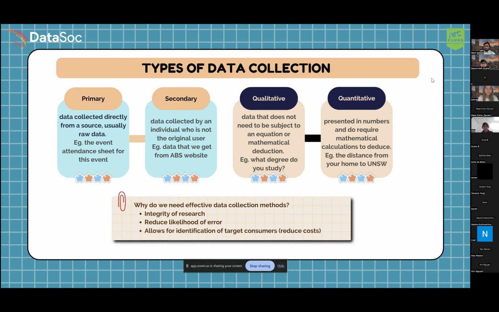And then why do we need effective data collection methods? First of all, it's for integrative research. Second of all, it's to reduce the likelihood of error. And third of all, it allows for identification of target consumers, which can reduce the cost.